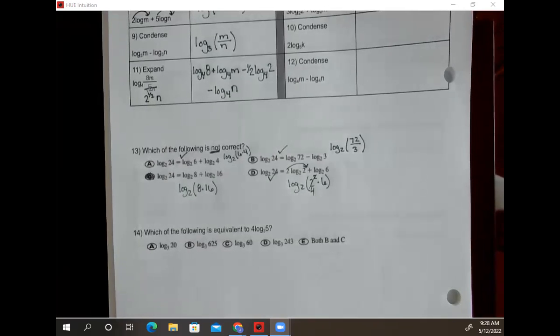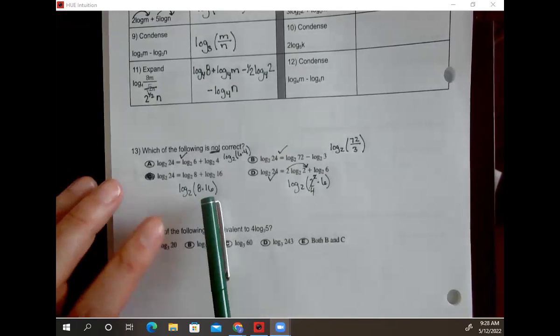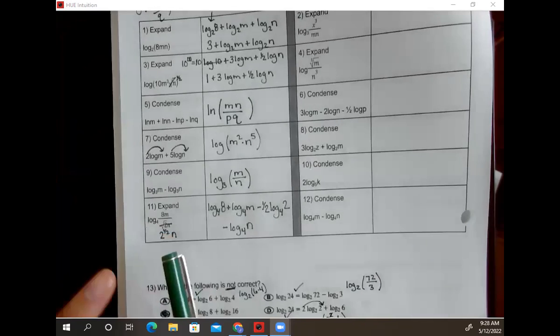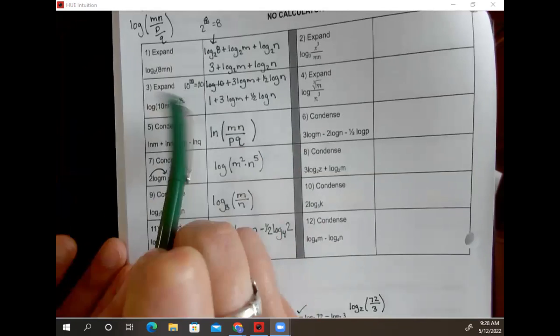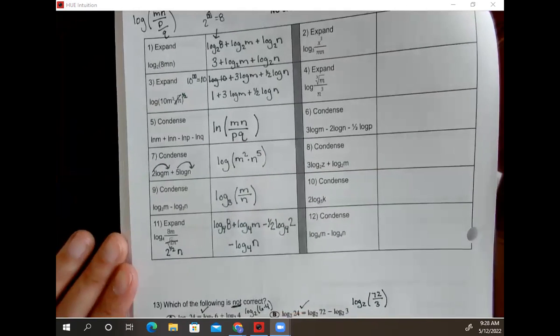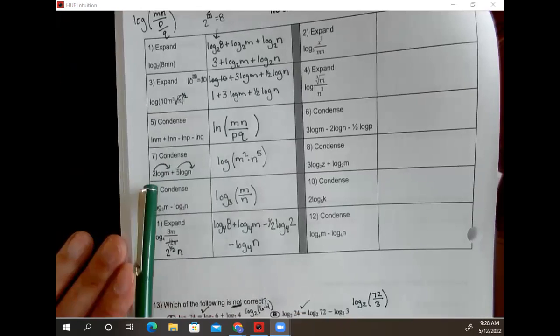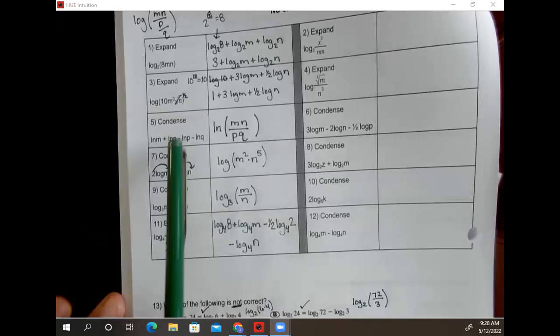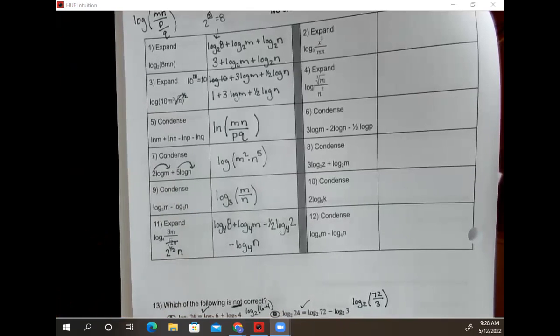Questions for me on our log properties? Again, these work both ways. When I take a single log and spread it out across multiple logs, or maybe take a power and throw it down as a coefficient, that's called expanding, like we did here and here. When I take multiple logs and coefficients and throw them all inside the argument, that's called condensing, like we did here and here. So make sure you watch your directions carefully so you can see what way you're trying to go.